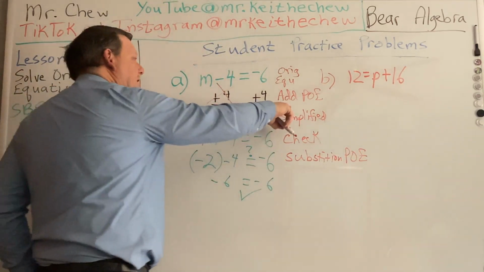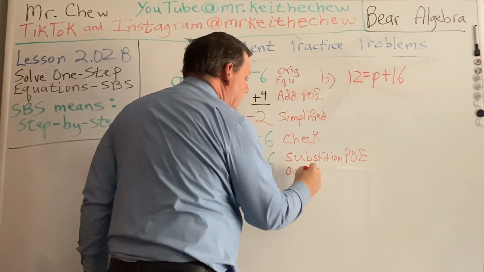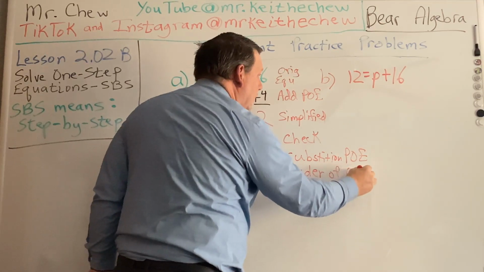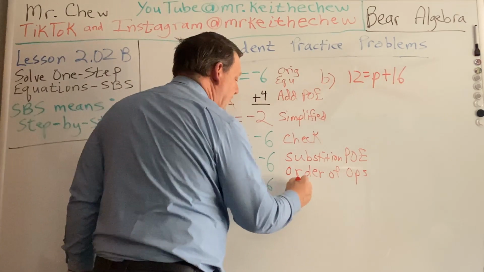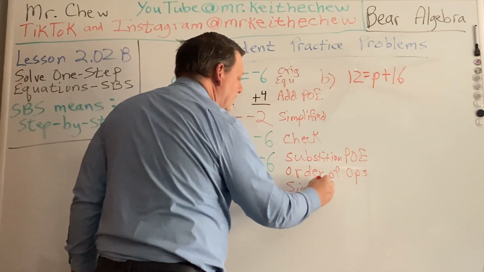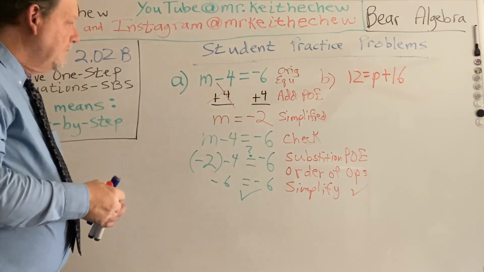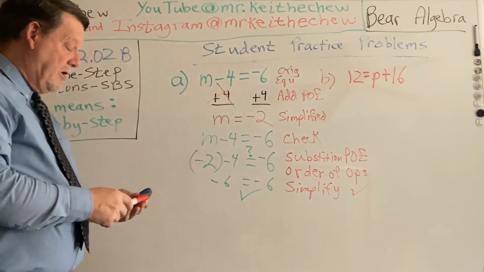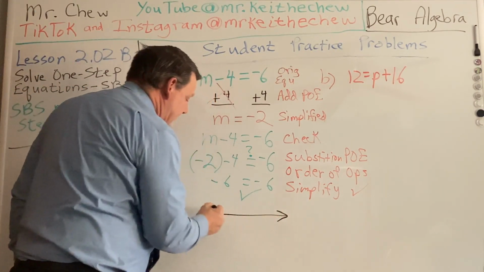Just like I did the addition property of equality here. And then I'm going to do the order of operations. And then after I do the order of operations, I simplify it. And it is checked. All right? So that is all of the steps and the checking.